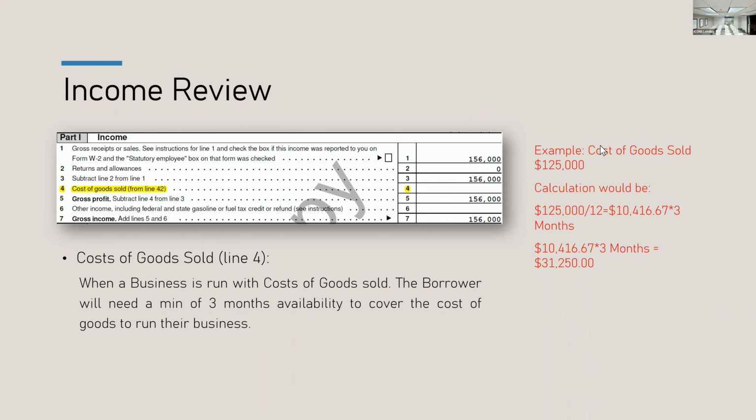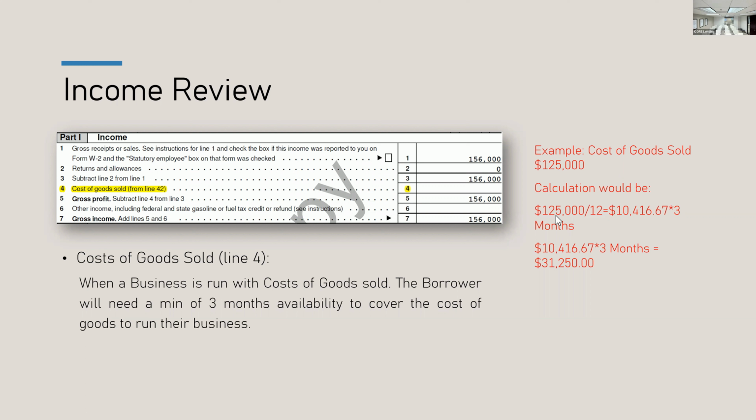So for an example of cost of goods sold, as you can tell, this borrower does not have cost of goods sold, but we have had instances where it has happened. Keep in mind, if this is a purchase, you are not going to be able to use those funds for your down payment or closing costs because you must have them readily available to run that business. An example here: let's say they need to spend $125,000 a year to maintain that cost of goods.